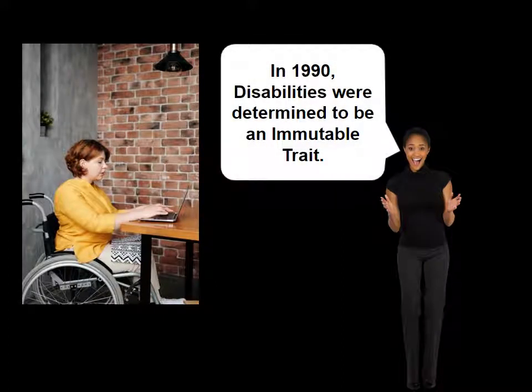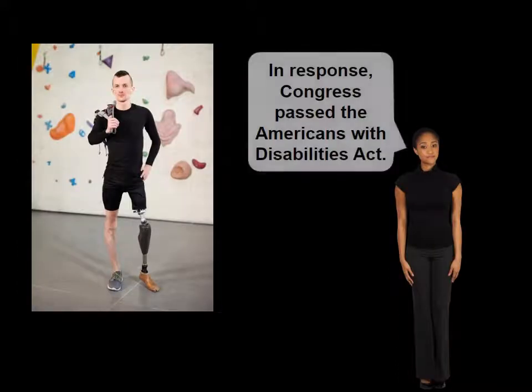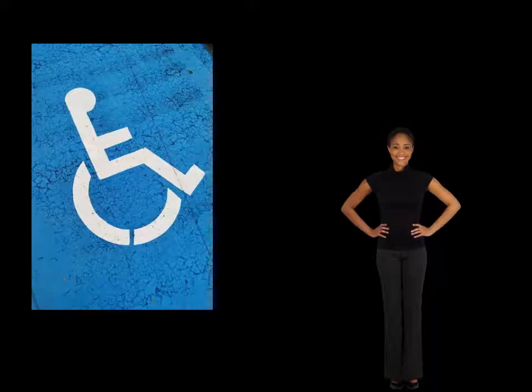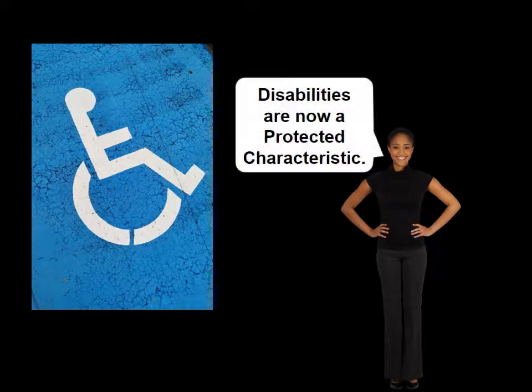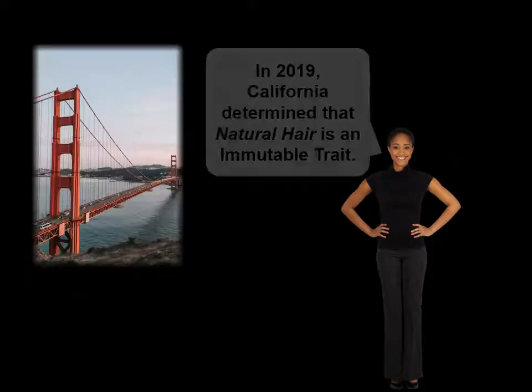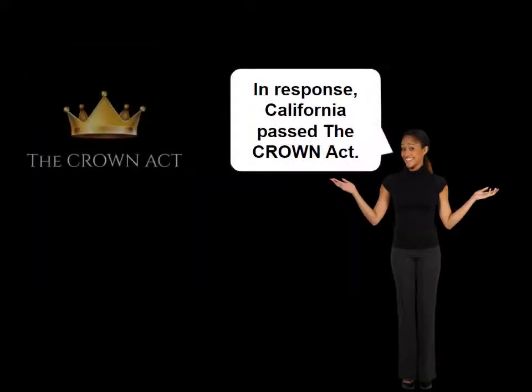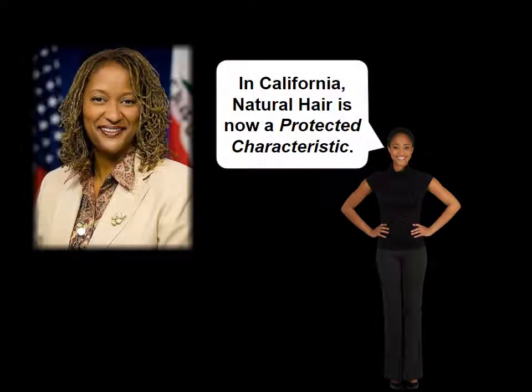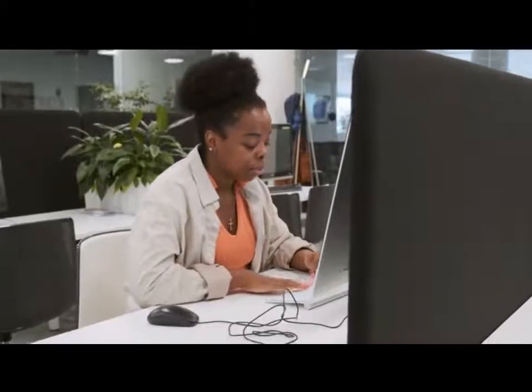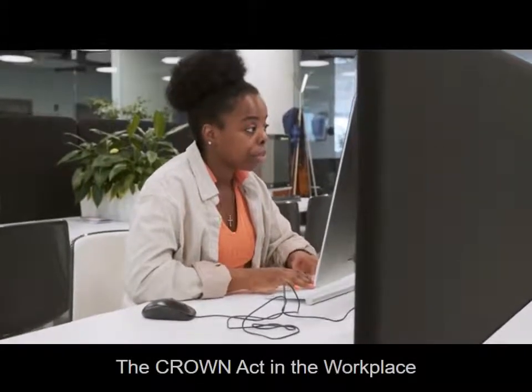In 1990, disabilities were determined to be an immutable trait. In response, Congress passed the Americans with Disabilities Act. Disabilities are now a protected characteristic. In 2019, California determined that natural hair is an immutable trait. In response, California passed the Crown Act. In California, natural hair is now a protected characteristic.